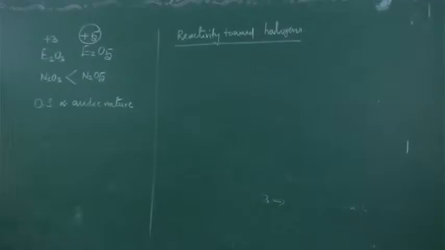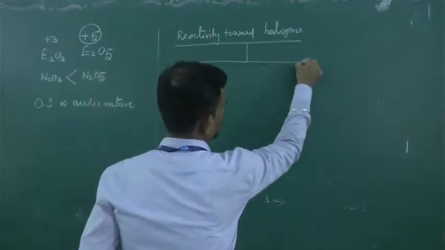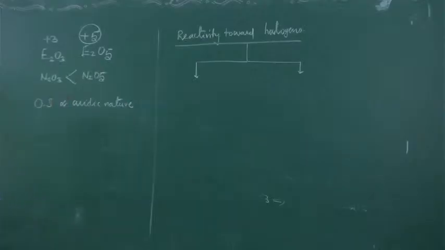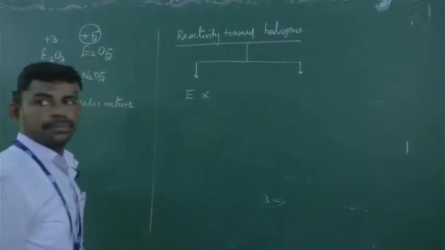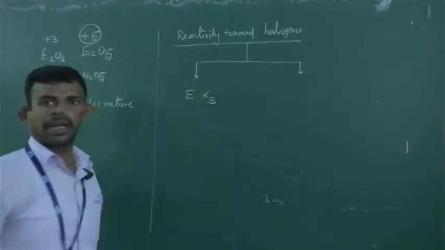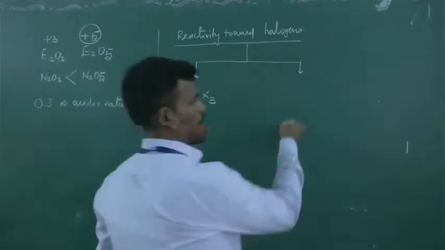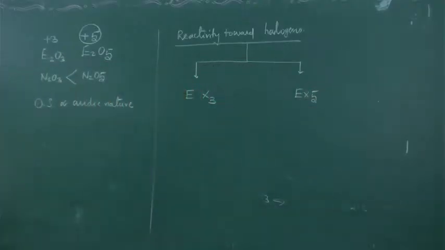So, for example, there are two types of halides that the elements can form. In terms of E and halogen X, what is the formula? EX3. What do we call it? Trihalides. Another one is EX5. What do we call it? Pentahalides. So trihalides and pentahalides.